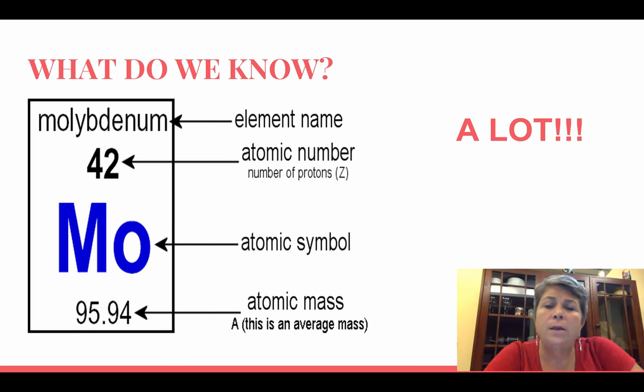Okay, and then on the tile in the periodic table, you also get this great symbol. The atomic symbol for molybdenum is Mo, but the case is very important. If you look at the first letter, it's a capital M. The second letter is a lowercase o. This is very important in chemistry: you always honor the case that's on the chemical symbol of the periodic table.